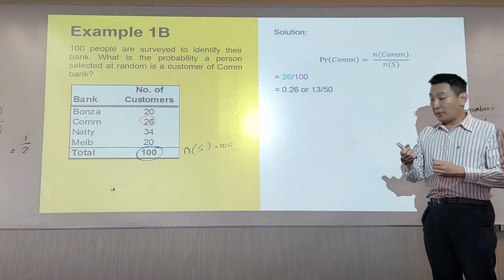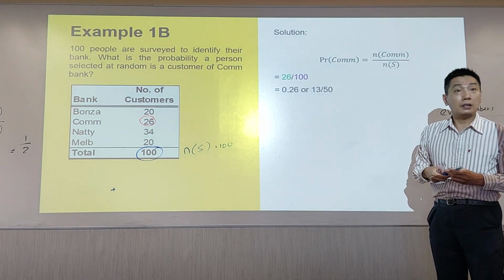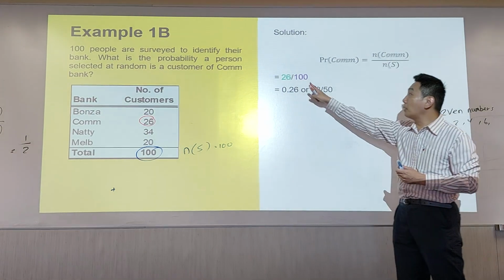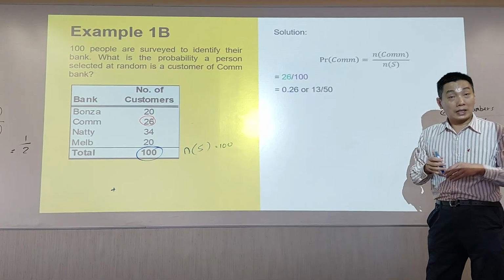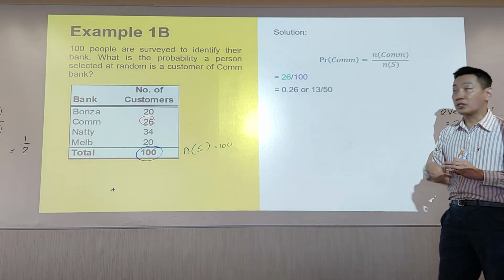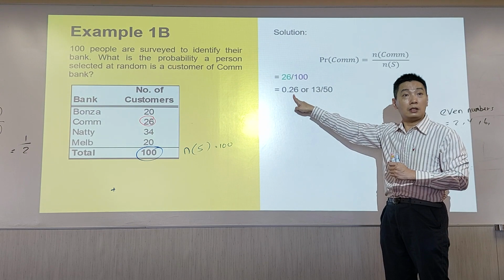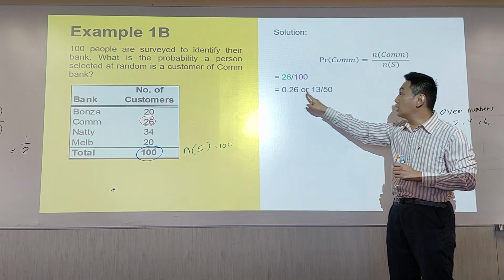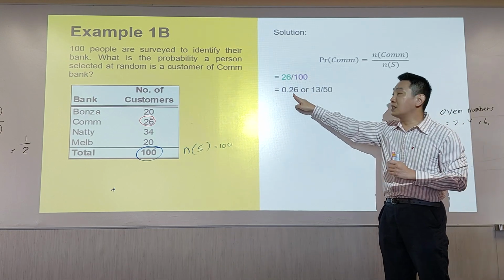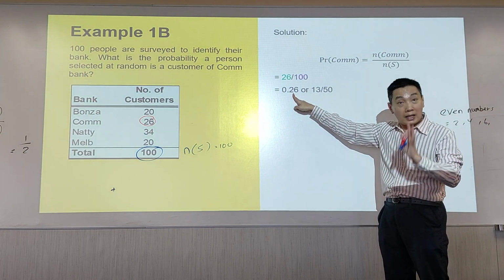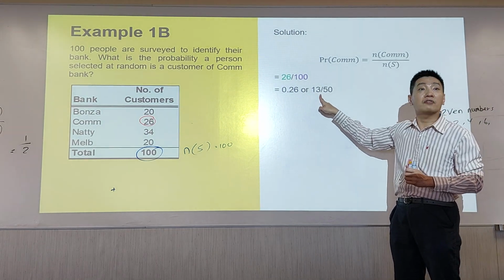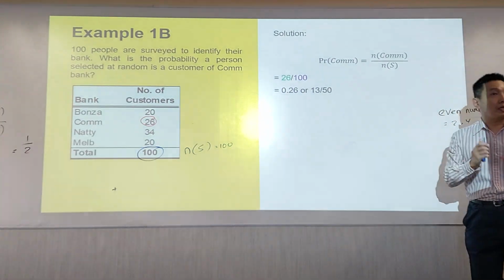You may leave the answer as a fraction if you want, or you can leave the answer as a decimal number. This number you can simplify to a decimal number. Why? Because it's not a continuous number. If you simplify, you get 0.26. If you don't want, you can simplify as a fraction also. If the number can be simplified into a finite decimal number, we just leave it there. If not, then we just leave the answer as a fraction. So far, okay?